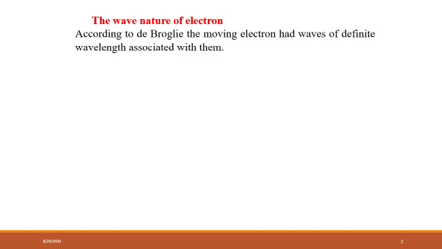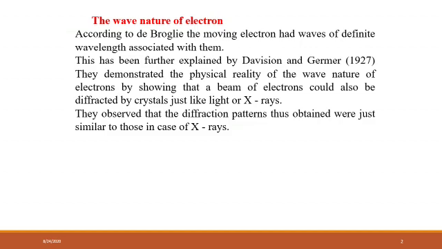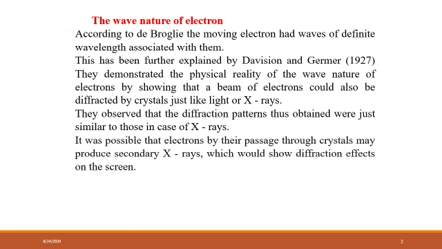Now, according to de Broglie, the moving electron has waves of definite wavelength associated with it. Again, this was further explained by Davisson and Germer in 1927. They demonstrated the physical reality of the wave nature of electrons by showing that a beam of electrons could also be diffracted by crystals, just like light or X-rays. They observed that the diffraction patterns thus obtained were similar to those in the case of X-rays.